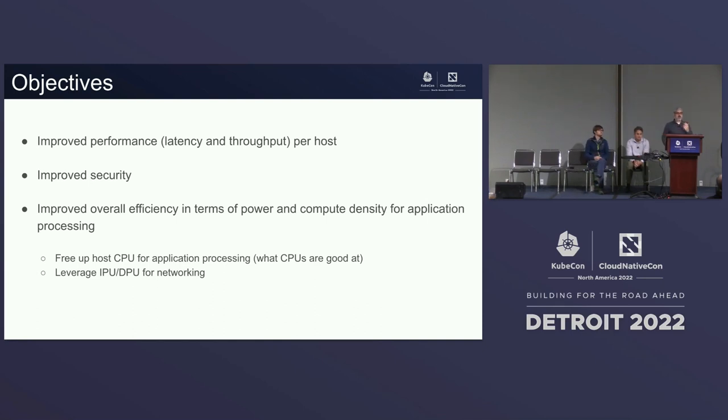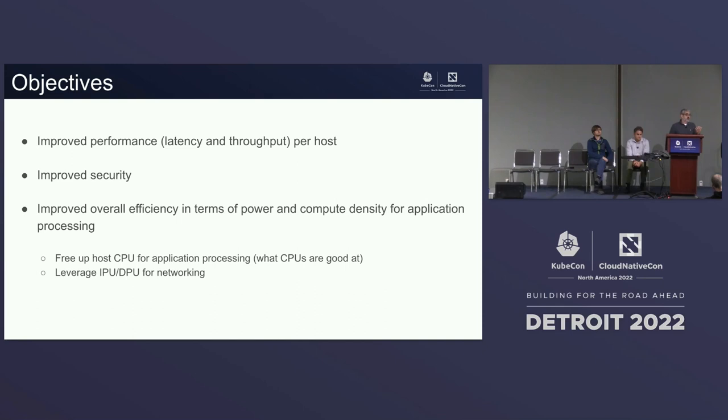The other objective is to improve the overall efficiency from a power point of view and increase compute density in the data center. The way to achieve that is by freeing up the CPU cycles that would be spent doing packet processing, such as forwarding, policy enforcement, load balancing, and so forth. You're saving those CPU cycles by offloading that functionality to the IPU DPU, and freeing them up for application processing. That's what CPUs are really built for: application processing.